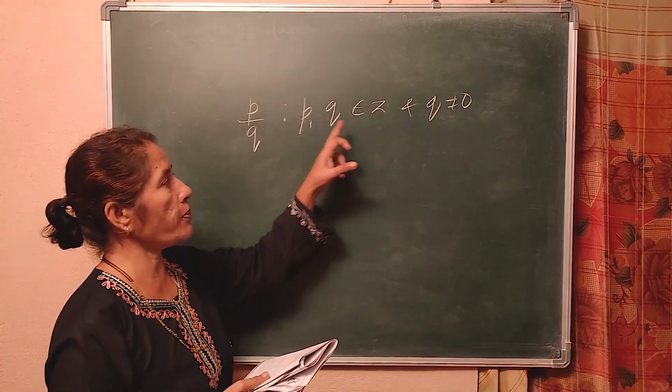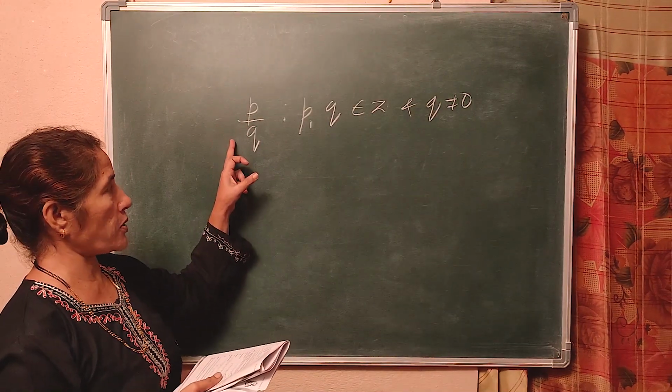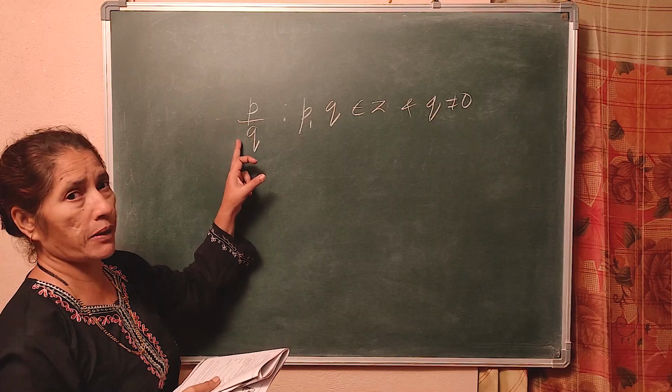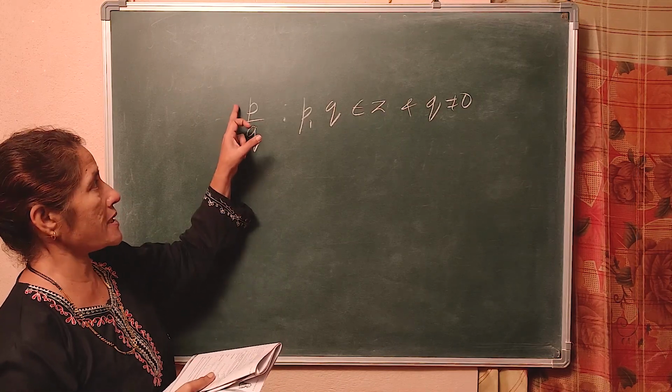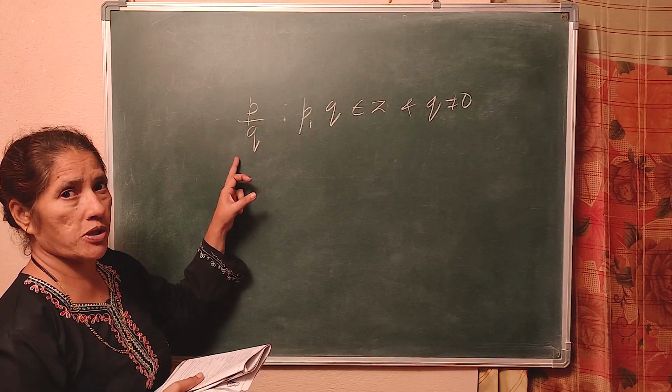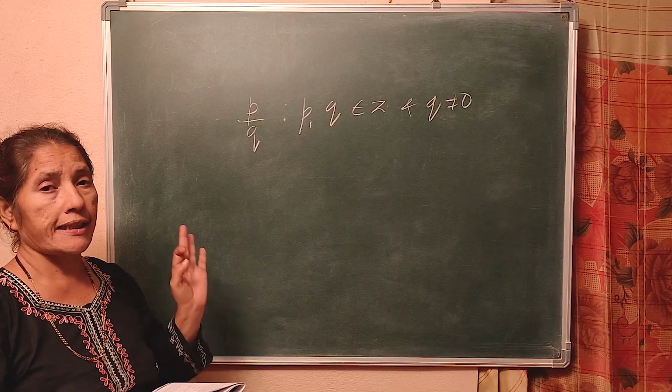So, p, q belongs to Z means this can be positive or negative, and this can be negative or positive. So, you have studied all this.